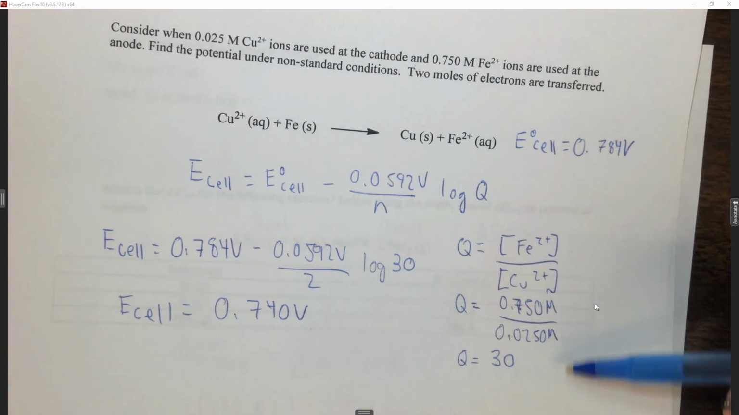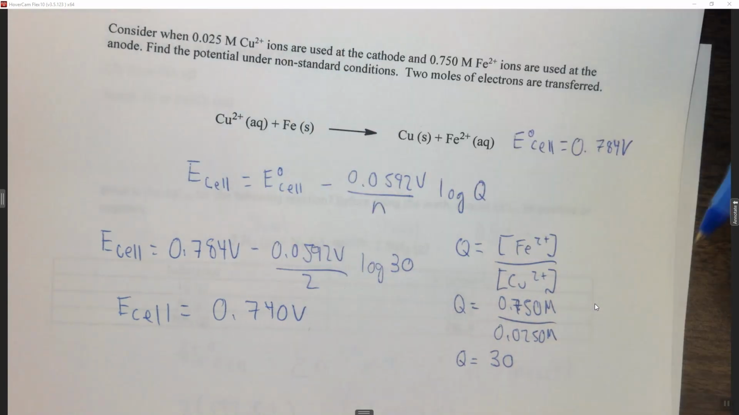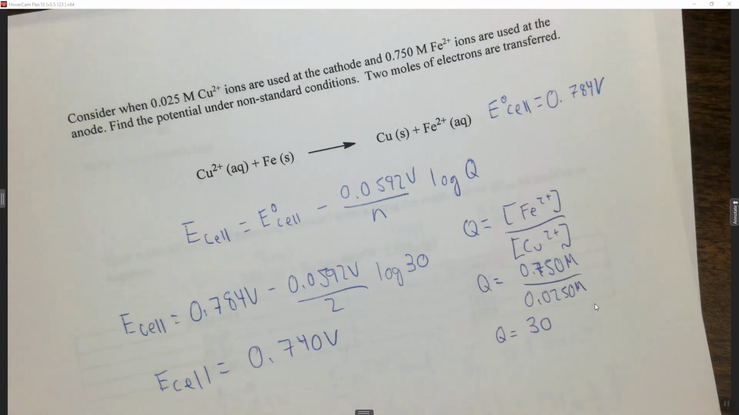So it doesn't lose a tremendous amount of voltage as the concentration changes, because here it's actually 30, so you have 30 times more of this. But it does lose a small amount of voltage as the concentrations of the products and the reactants change.